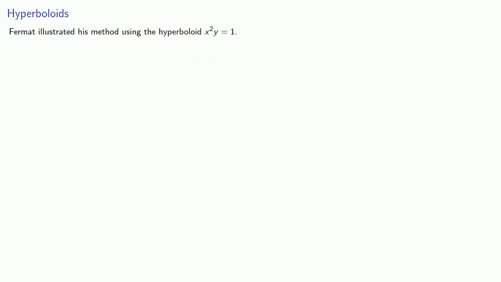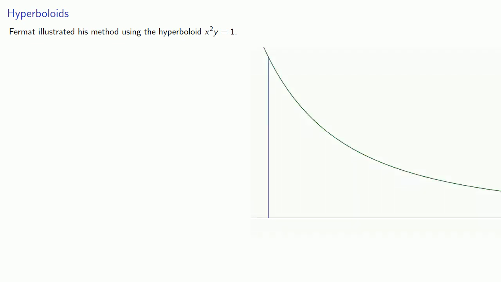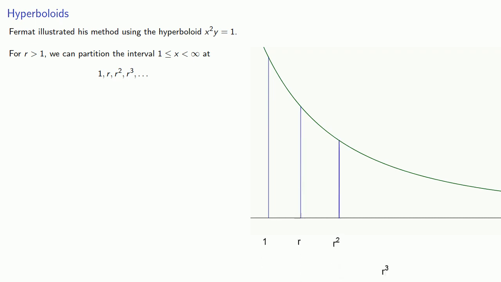So Fermat illustrated his method using the hyperboloid x squared y equals 1. So let's take r greater than 1. For r greater than 1, we can partition the interval from 1 to infinity at the points 1, r, r squared, r cubed, and so on. And then we can form rectangles in each of these regions.